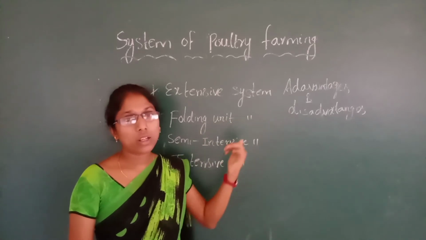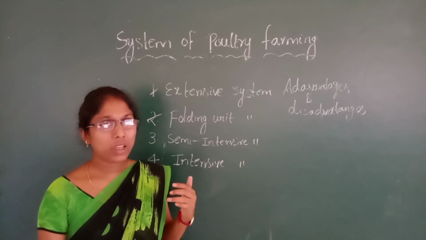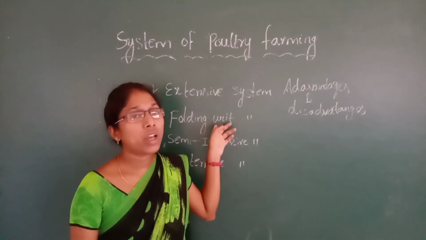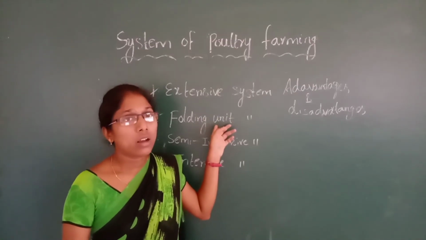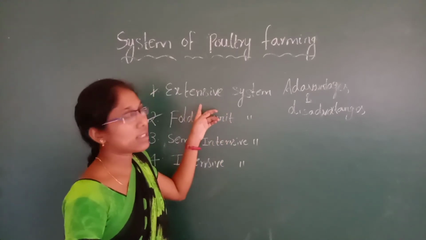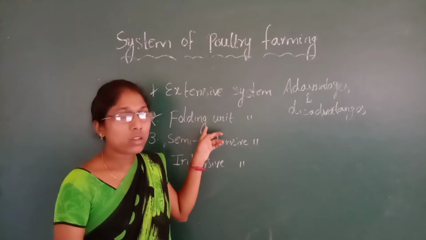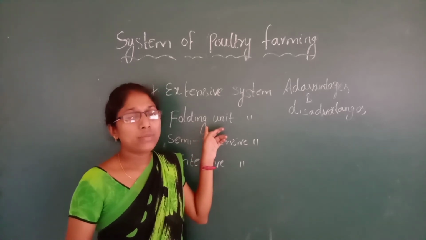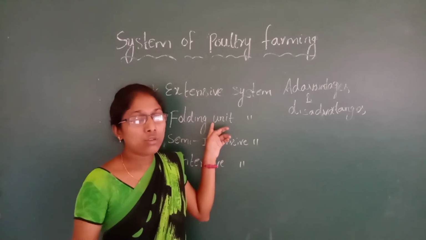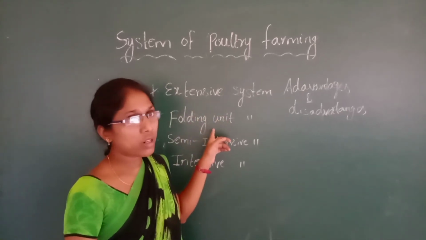Coming to the disadvantages, we are rearing a small amount. It is possible to rear only 25 hens in the folding unit system, so it is better to rear those hens in the extensive system compared to the folding unit system. That is one of the disadvantages.